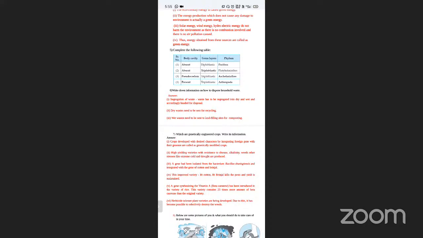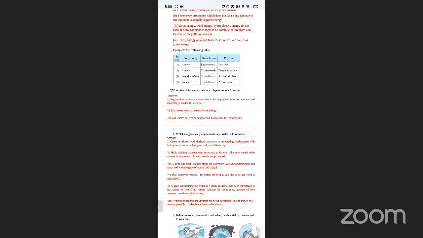Then the sixth question is, write down the information on how to dispose of household waste. The waste which is generated at your home, how do you dispose of it? What information can you write on disposal of household waste? Point number one, segregation of waste. Waste has to be segregated into dry and wet and accordingly sent for disposal.